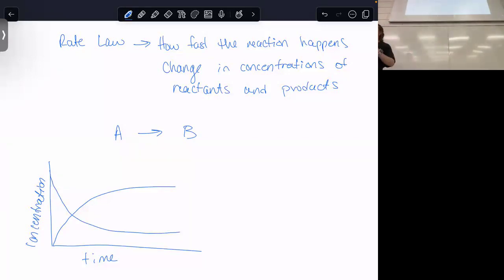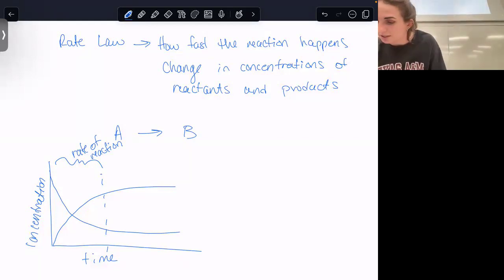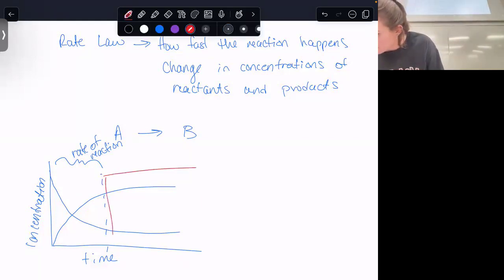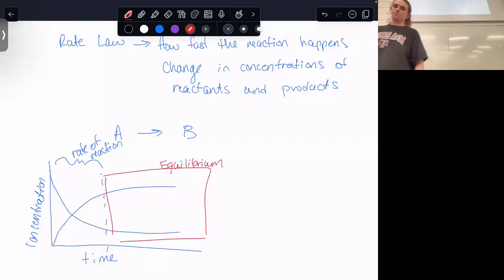We'll talk about equilibrium in the last couple days of class. But right here, this is going to be your rate portion. It's how quickly the reaction happens, how that concentration changes over time. And in this section here, this will actually become your equilibrium. But for rate laws and rates of reaction, we're looking at that first initial portion where we're changing our concentration over time.